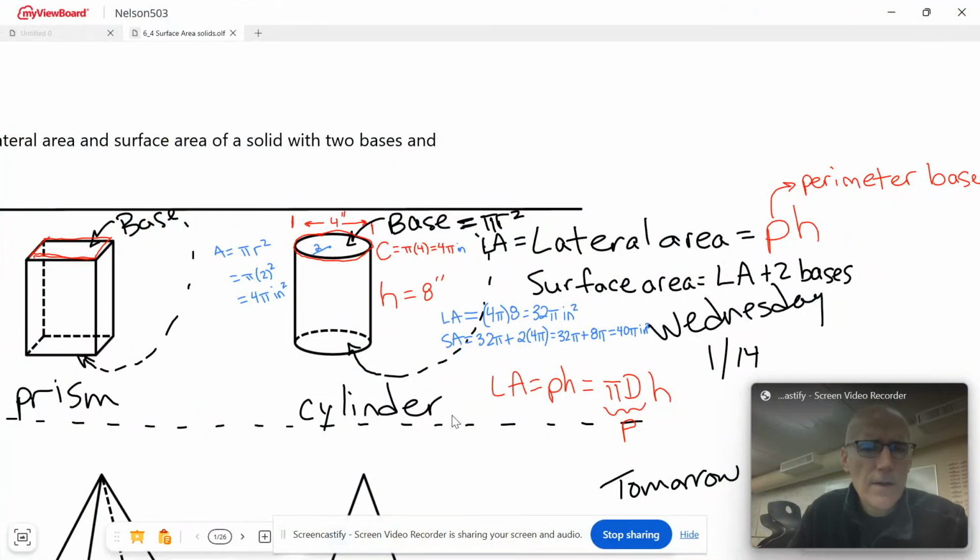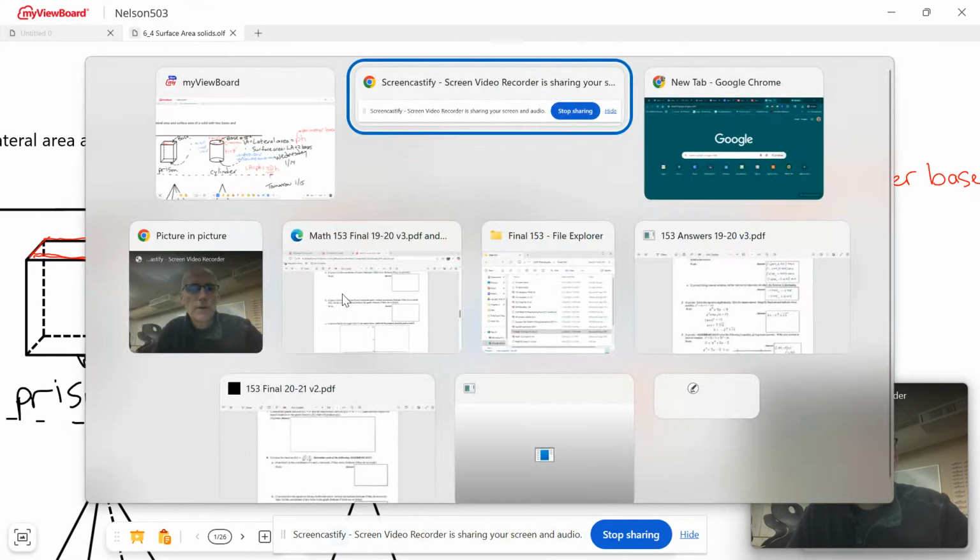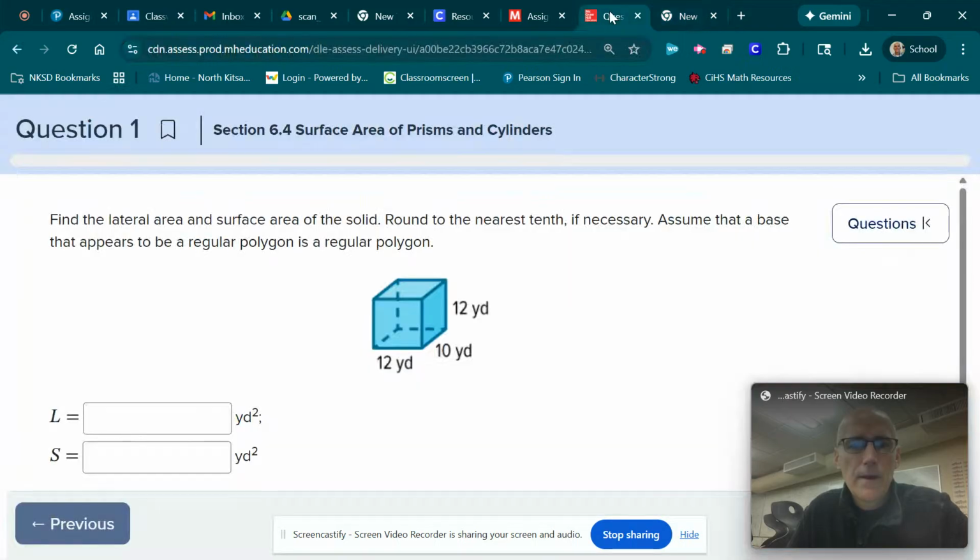So I was saying the formula between the prism and the cylinder are the same, right? So when we look at our first homework problem, you see this shape. This is a prism, okay? Because the bases are polygons. We got a rectangle at the top, and we got a rectangle down at the bottom.